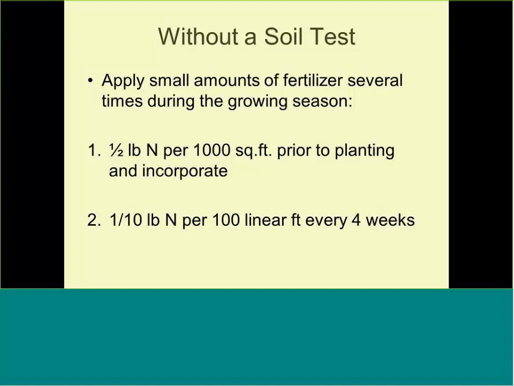Now, pound of N, not pound of triple 13, or half a pound of chicken litter, or half a pound of fish emulsion, half a pound of N. So you need to learn to do some math, how to convert that, and I'll show you. But please, when you see N, it is the nitrogen we're talking about, not the amount of product. If you're lazy like I can be, you don't want to get a soil test, follow this recipe, okay?